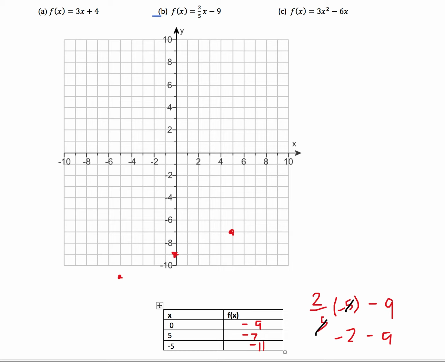Now again, your options are you're going to either be graphing lines or parabolas. This also looks like a line, so I'm going to come in and connect those 3 dots, putting an arrow on each end, and I have a picture of my graph. All right, so one more that we're going to look at.